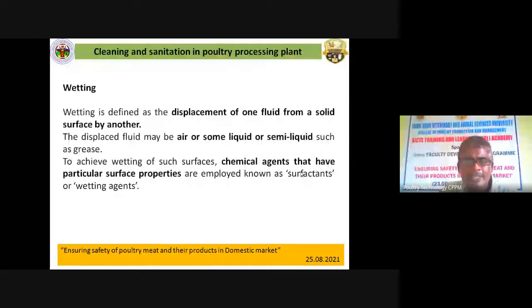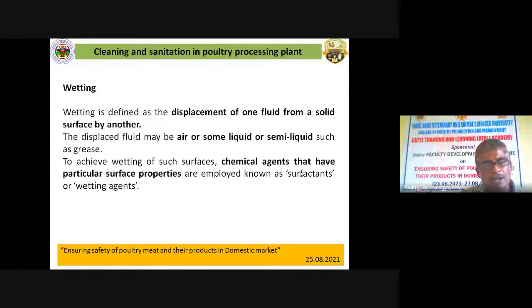Here we are using a fluid, that means either we will take water. In the use of water, we are removing a fluid, that means it may be air or it may be a semi-solid or liquid substance like grease, oil, and fat. In most cases, we use water as a wetting agent. When we throw water over the surface, it will remove the air over the surface, thereby ensuring wetting.